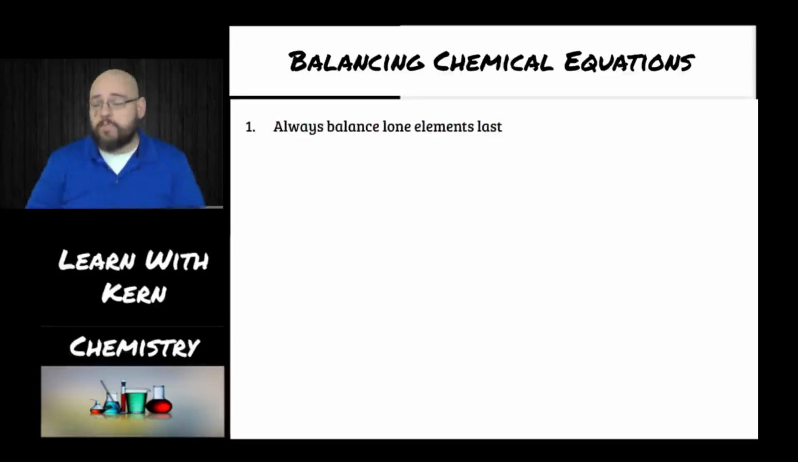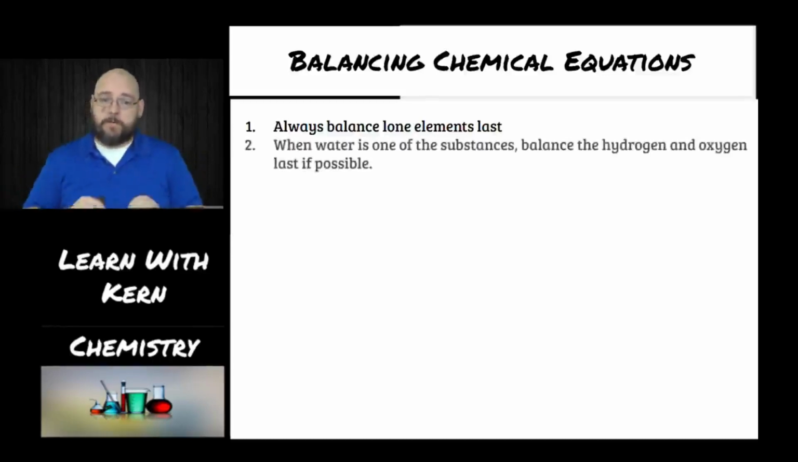Number 1, always balance lone elements last. If you have an element that is by itself and it's not part of a compound, balance it last, because you can balance everything else first and then come back and balance that by simply changing its coefficient. One of the difficulties of balancing equations is that when you change the coefficient of one compound, it's going to affect all of the others as well. You'll see that when we do the examples in a few minutes.